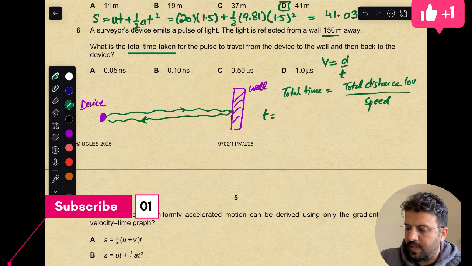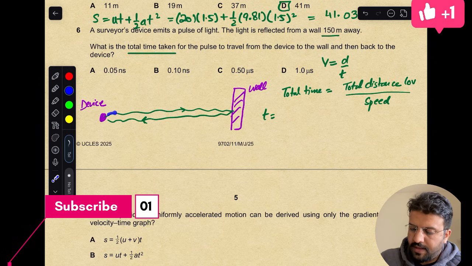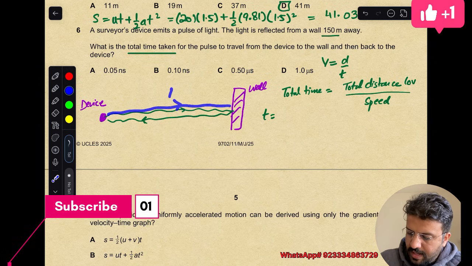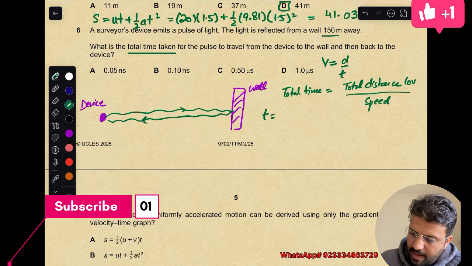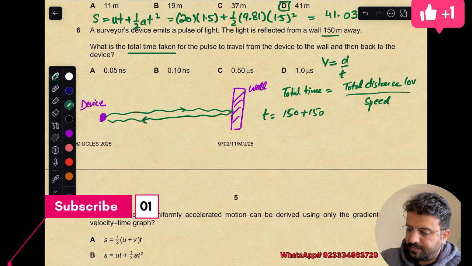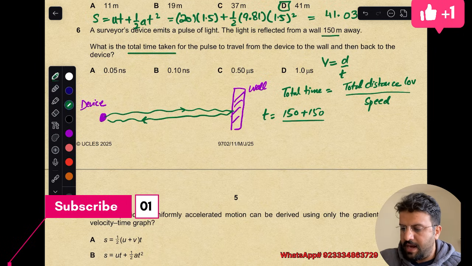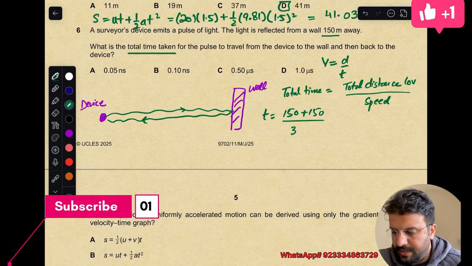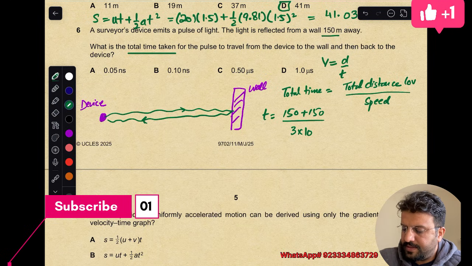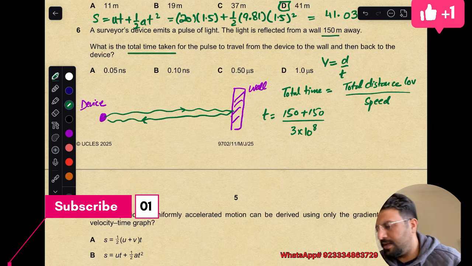If you see the total distance covered, the light is going all the way from here to here, covering 150, and then coming back again 150. So the total distance covered is 150 plus 150, divided by the speed. What is the speed of light? That is 3 into 10 to the power 8. Let's do the calculation.